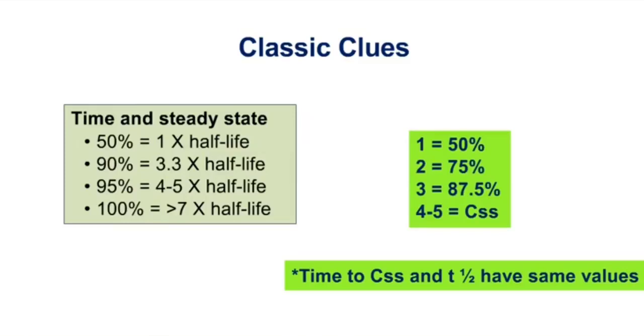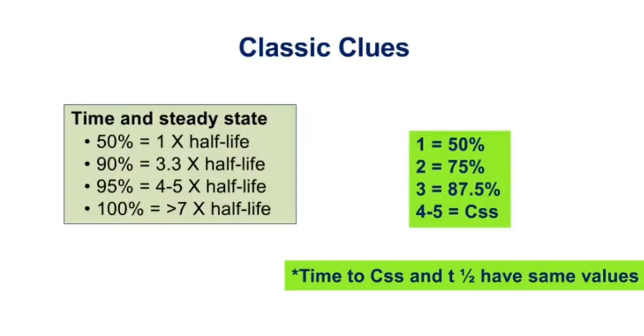In the second half-life, I get halfway to my goal. So what's halfway between 50 and 100? That's right, 75%. Now I'm at 75 on my way to 100. What's halfway between 75 and 100? 87.5%. So 3 half-lives in, I'm 87.5% of the way to steady state. And then once we get to 4 or 5 half-lives, we will call that clinical steady state.